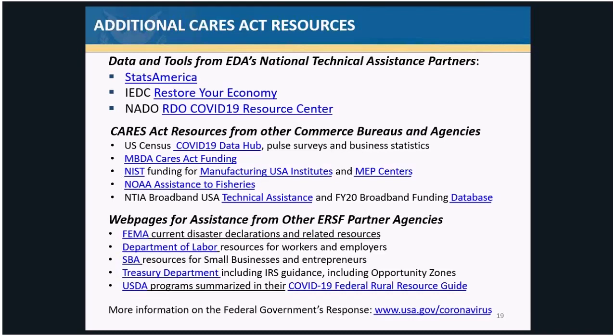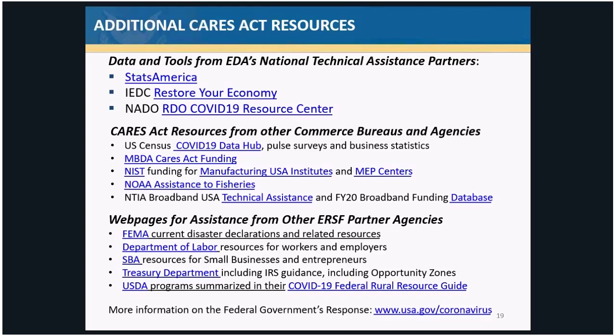during this time. The Treasury Department is also a partner, and their site provides IRS guidance for taxpayers, assistance to state and local governments available through the Coronavirus Relief Fund, and other assistance to preserve American jobs, industries, and communities, including in opportunity zones.